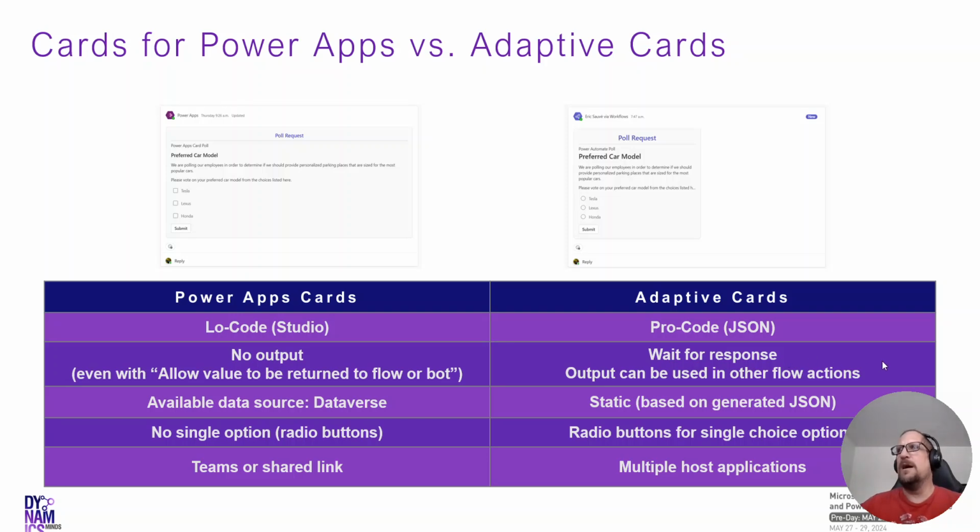With wait for response, the output can be used in other flow actions, so I can send out an email with the answer and so on. So it's good for static types of scenarios. With Power Apps cards, you get the value of Dataverse. That's quite a difference. Adaptive cards have radio buttons for single choice options. Strange, but in Power Apps cards you only have checkboxes, no single options available. Power Apps cards you share in Teams, while adaptive cards are available through multiple applications.